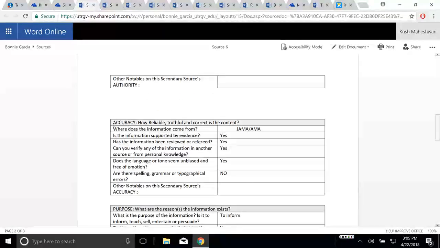And that kind of leads into accuracy. So are the author's claims credible? Is their educational background credible? Do they have the expertise needed to talk about what they're talking about?